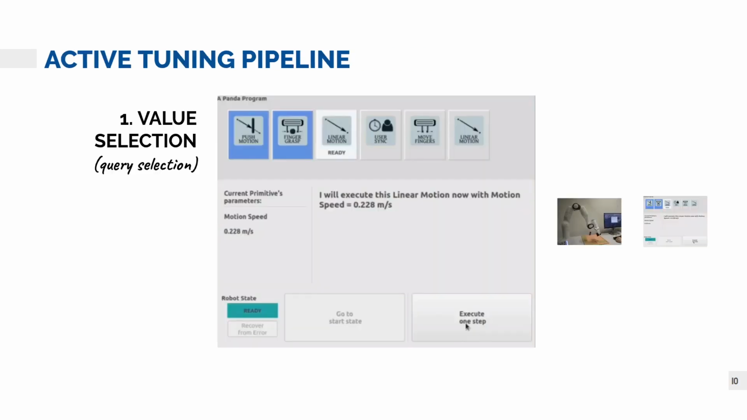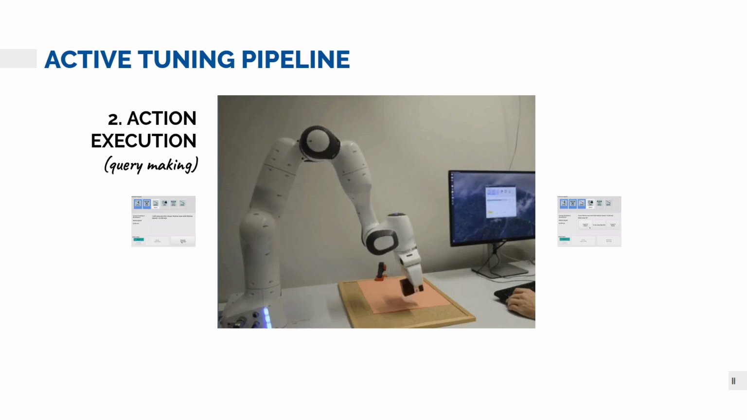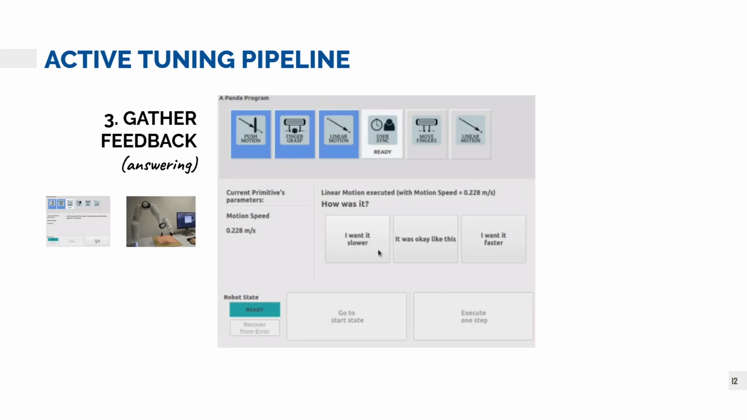Here is our tuning pipeline in action. First, the robot selects a parameter value and announces it to the user through the GUI. The parameterized action is then executed on the real robot. Finally, the GUI collects the feedback from the user. If more tuning is deemed needed by the active learning agent, the action is reverted and the process is repeated.